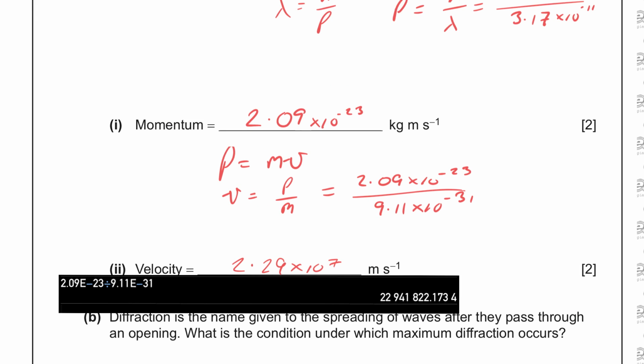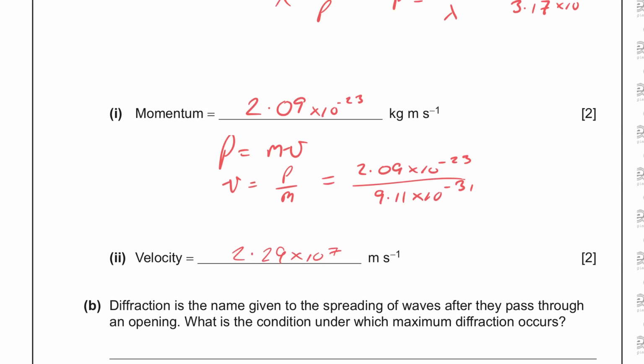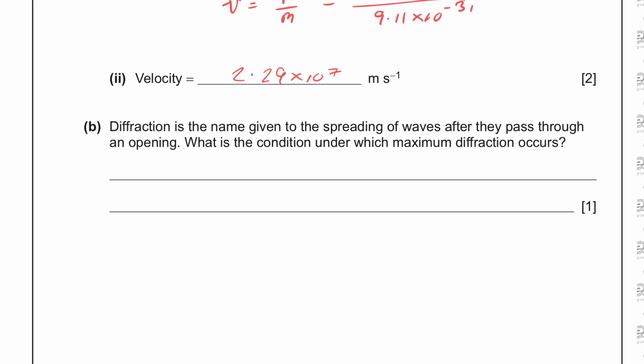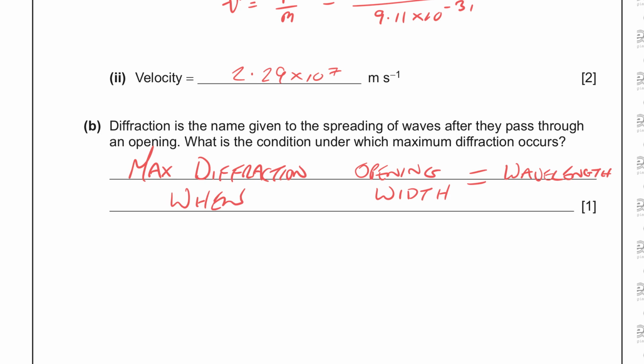So need to move these so we can see that next question. B, diffraction is the name given to the spreading of waves after they pass through an opening. What is the condition under which maximum diffraction occurs? Okay, and that will occur when the opening width is equal to the wavelength.